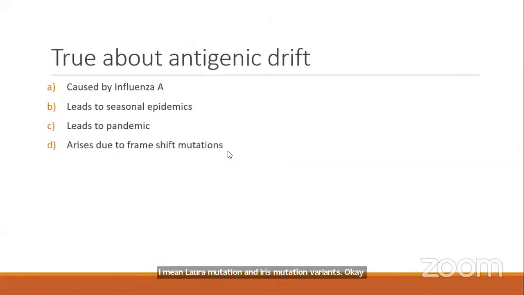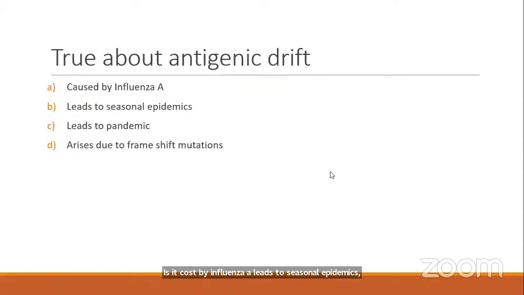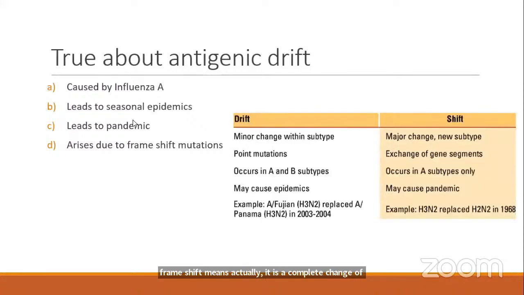So coming to the next point, what is true about antigenic drift? Is it caused by influenza A, leads to seasonal epidemics, leads to pandemic, and arises due to frame shift mutation? Any idea? No, it is actually not due to frame shift mutation. Frame shift means a complete change of the codons. So there are two different types of entities in case of influenza viral infection. One is antigenic drift and the other is shift.